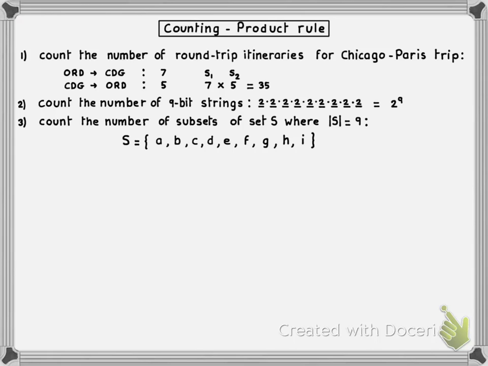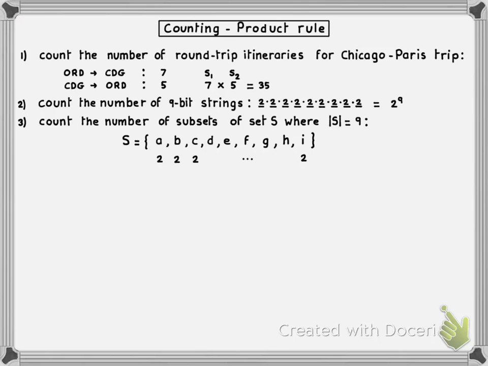Starting from the element A, we can decide yes or no, we want to include A in a subset. So we have two choices for this element. And then, of course, independent of that first choice, we also have two choices for B, whether we want to include B in a subset or not. And so on and so forth for each element in the set S.